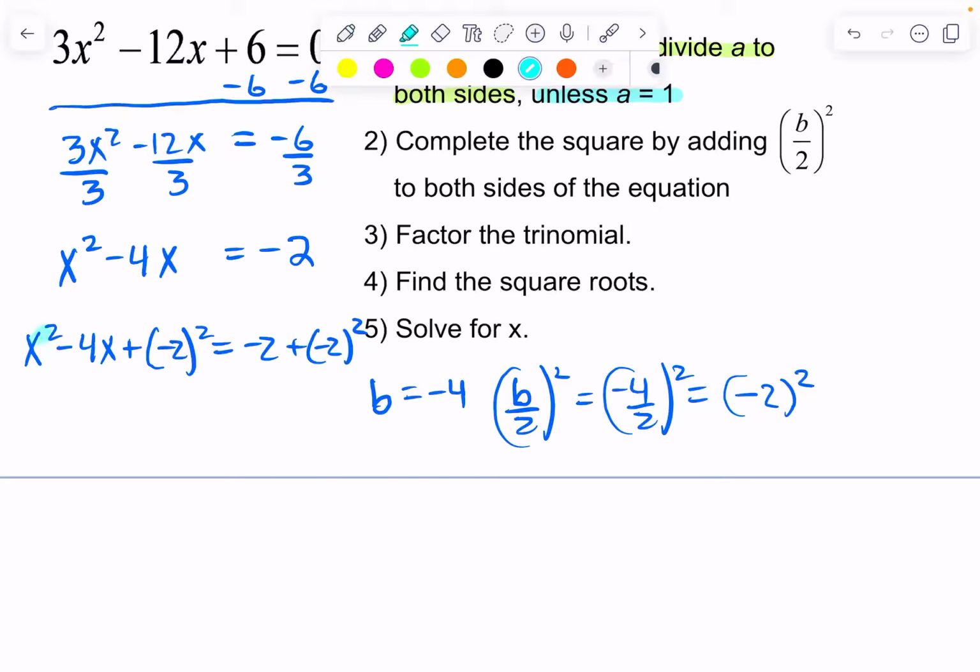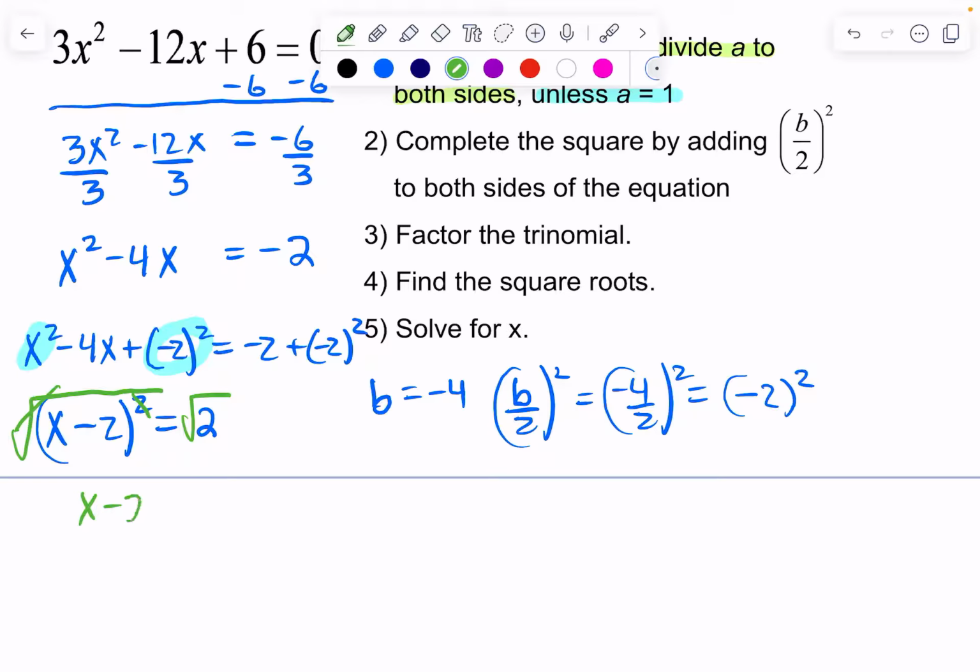Now I factor. The square root of the first term is x, the square root of the last term is negative 2. Square that binomial, and then I've got negative 2 plus negative 2 squared, so that's negative 2 plus 4, which equals 2. Now we use the square root method. We cancel out the power of 2 by square rooting both sides. I've got x minus 2 equals plus or minus square root of 2. You add 2 to both sides, and x equals plus or minus square root of 2 plus 2.